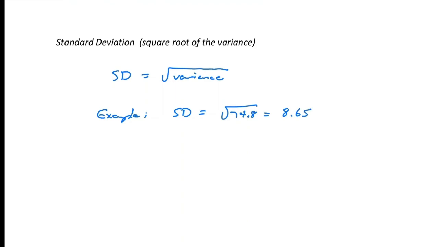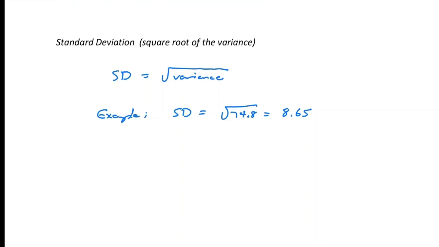All right, and what does 8.65 exactly mean? Well, again, we're talking about spread here. How spread out is our data? Is it clustered? Is it all over the place? And what standard deviation tells us is typically how far would you expect the values to be from the mean?